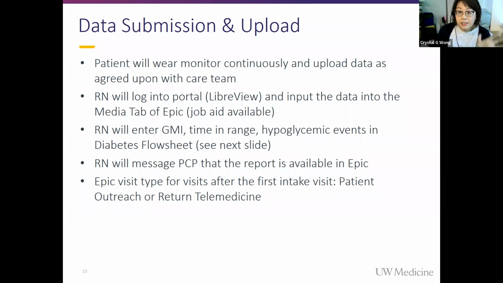Okay, so the patient has been educated. They know how to use their device. They're going to start inputting data. So just for your knowledge, what has to happen is the patient has to set up a LibreView account, and then they have to choose your clinic as the place that they're going to send their information. So that's part of the initial intake. The RN will help them download the app, set up their account, et cetera, if they have problems with that.